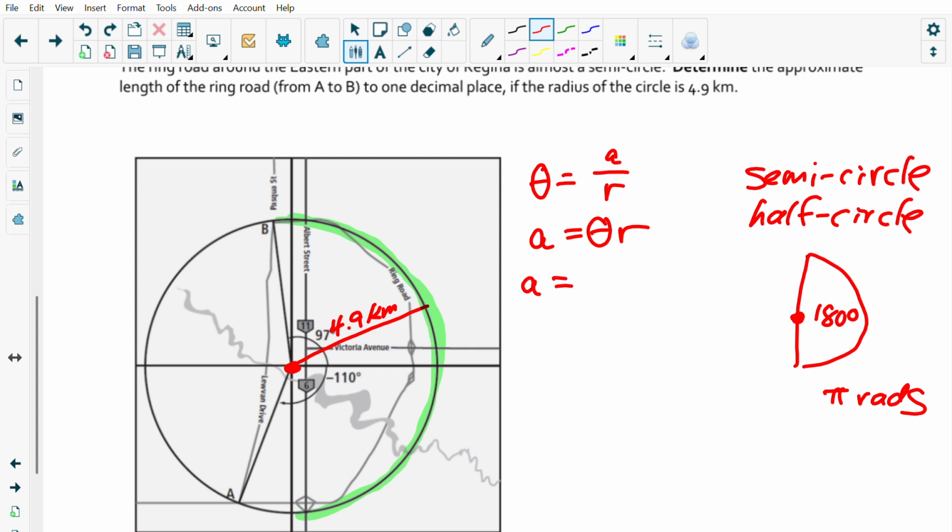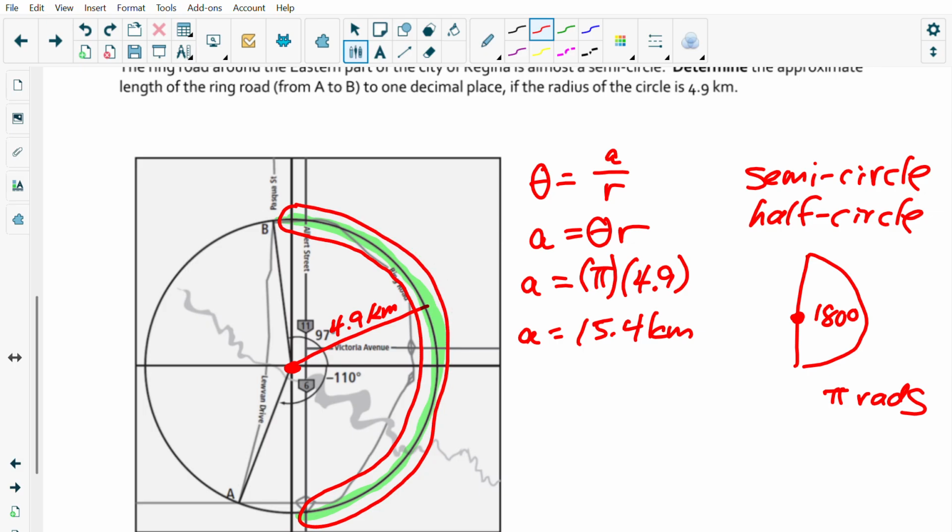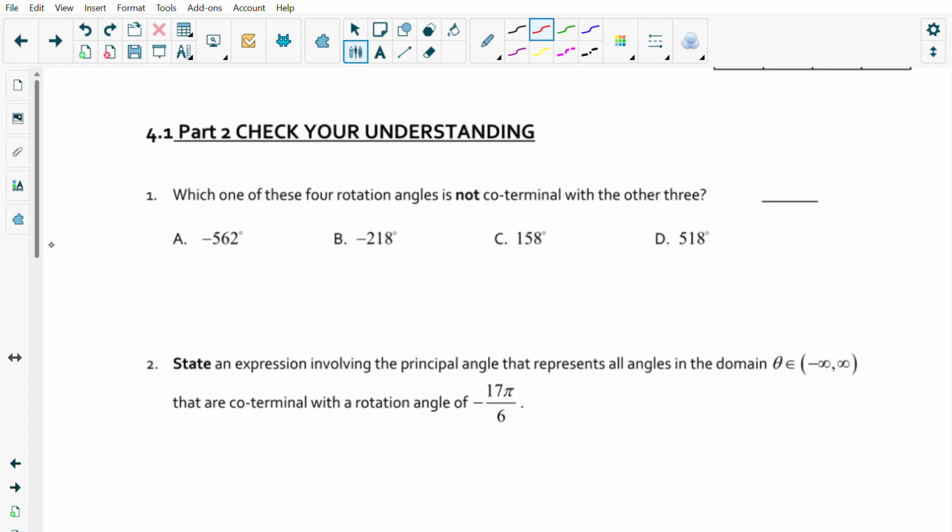So arc length equals my central angle π times the radius, 4.9 kilometers, and my arc length is 15.4 kilometers. So this ring road is approximately 15.4 kilometers long. Next one, folks.